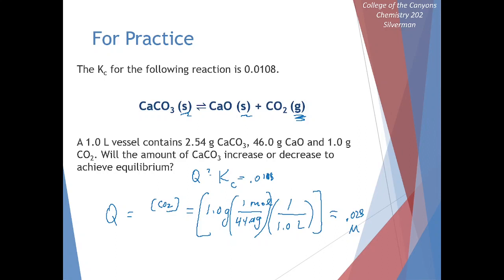What's bigger, Q or K? Well, 0.023 is going to be bigger than 0.0108. Since our Q value is big, that means we have too many of our products, and we will go backwards in order to reach our equilibrium. The amount of calcium carbonate, that's our reactant, will increase in order to reach that equilibrium state.